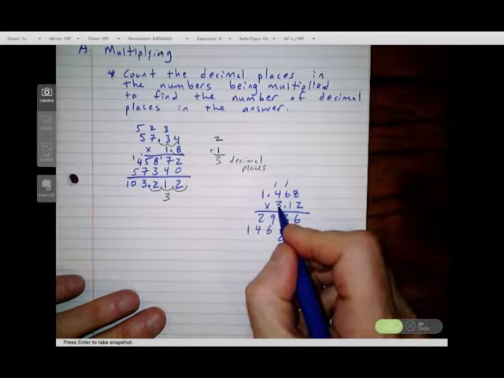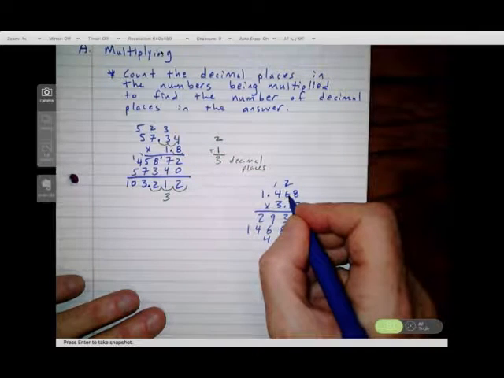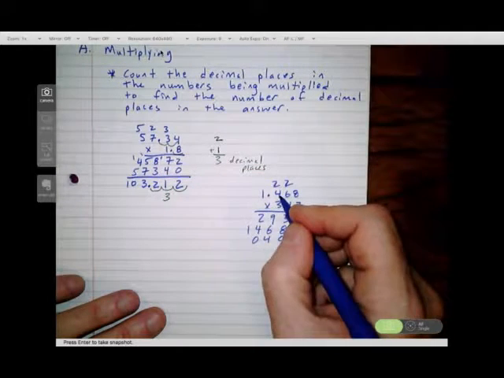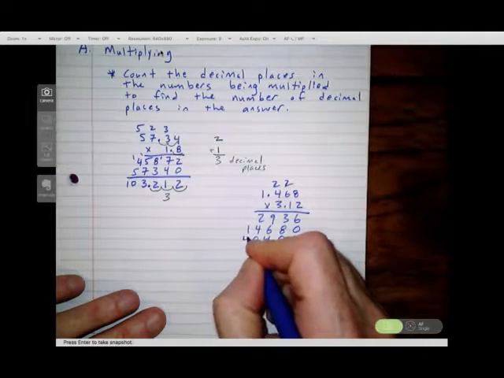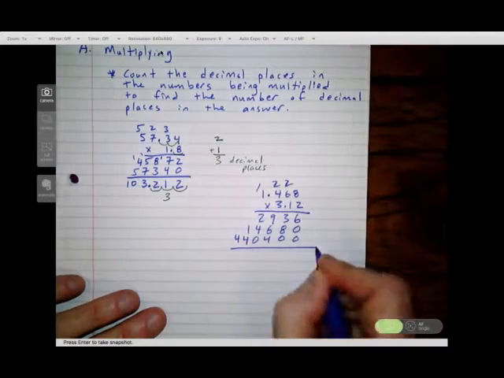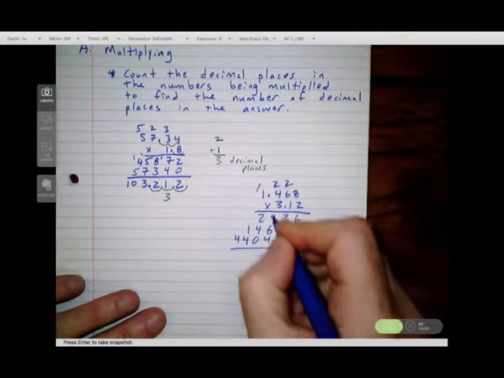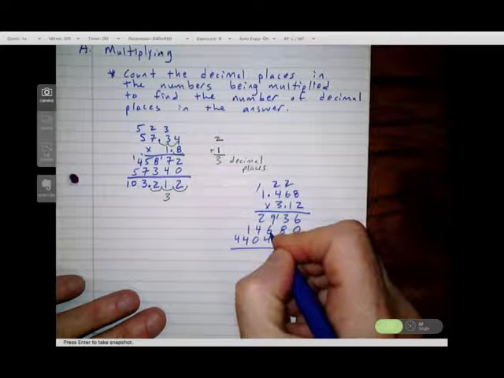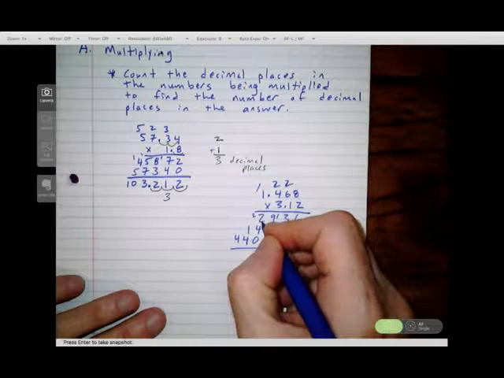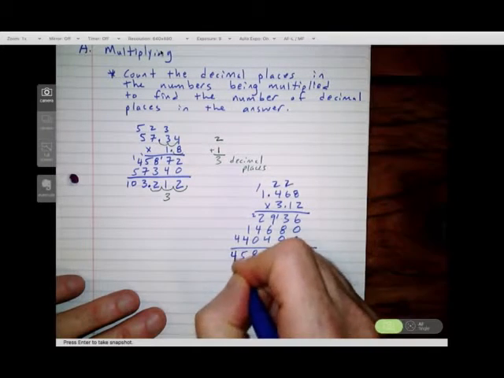Now we multiply by 3. 3 times 8 is 24, so 2 up here. 3 times 6 is 18, plus 2 is 20, 2 up here. 3 times 4 is 12, plus 2 is 14. And 3 times 1 is 3, plus 1 is 4. Okay, so we're going to add them up here. 6, 11, let's see, 1 plus 9 is 10, plus 6 is 16, plus 4 is 20, so a 2 up here. 2 plus 2 is 4, plus 4 is 8, 1 plus 4 is 5, and a 4.